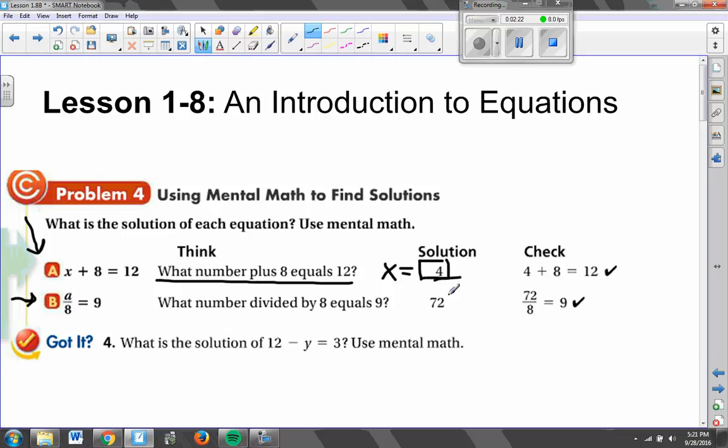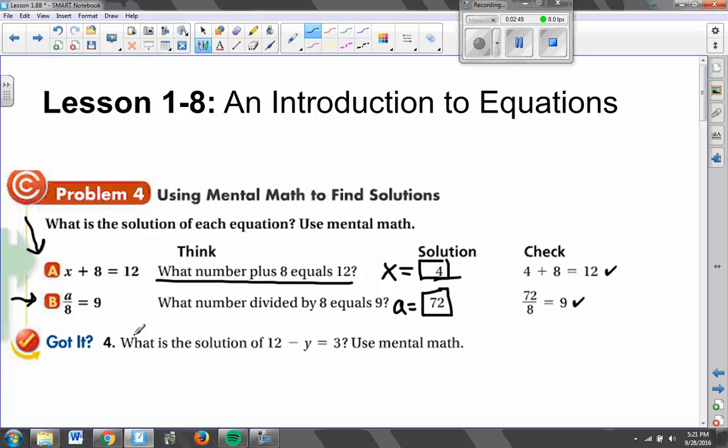If we take 72 and we divide it by 8, we get 9. There are 9 8s in 72. The division ones may be a little bit harder because our numbers are a little bigger. But here our answer would say a equals 72. That's the solution. That's what makes this equation true. 72 divided by 8 does equal 9.